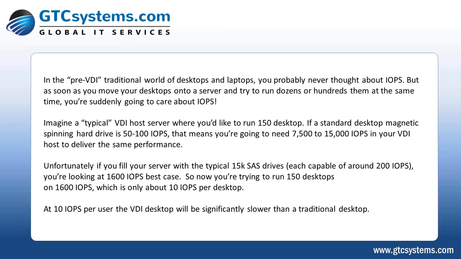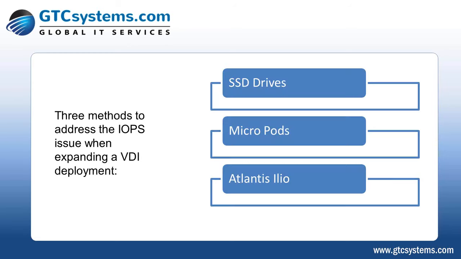Okay, so this is the expansion of the VDI. We have really three things that we can do to address this issue for expanding our virtual desktops. If you're just deploying a couple hundred desktops, 300 desktops, and you're not expanding past that, you're not going to have the problem. Because when you start expanding past those 300, 400 desktops and bringing in more people, that's when you're really going to see the IOPS slow down on your storage.